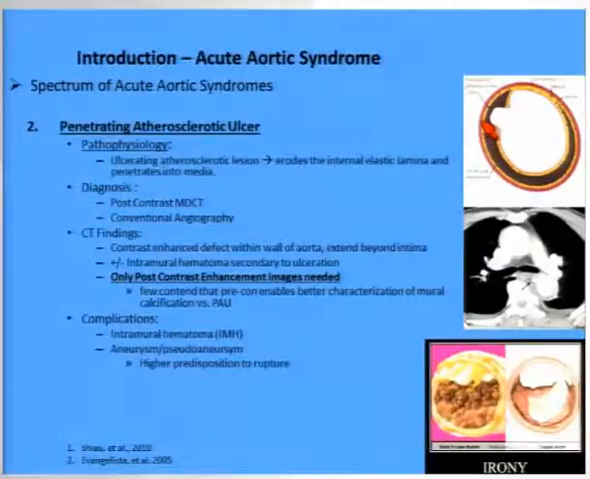Penetrating atherosclerotic ulcers, of course, are a slightly different disease along the spectrum. It requires contrast imaging the same way aortic dissection does, and this, of course, can be a harbinger for other diseases to follow, or in and of itself can have its own clinical sequelae.